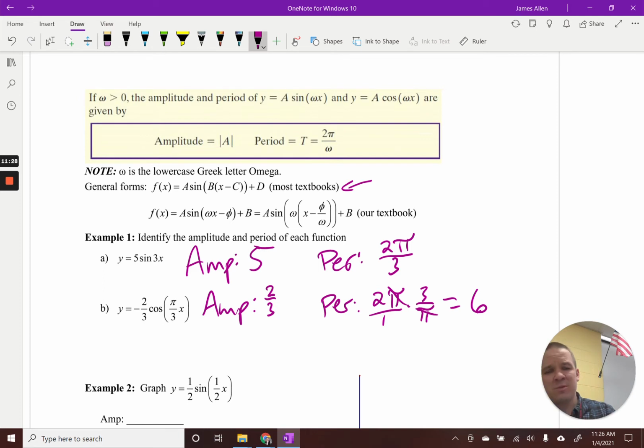Last thing I want to address with this one is that negative out in front. That is a vertical reflection. It's a negative outside of the function, so it's a vertical reflection. If it's inside, then it's a horizontal reflection. We'll deal with that more later. All right, I think it's time to graph.